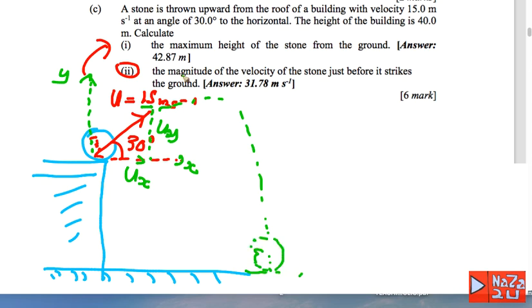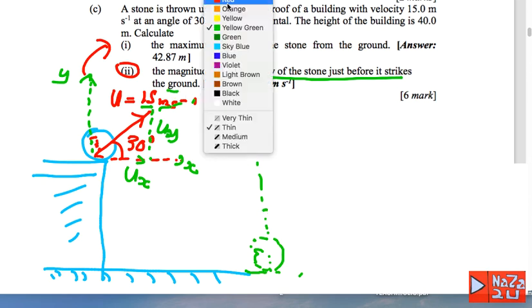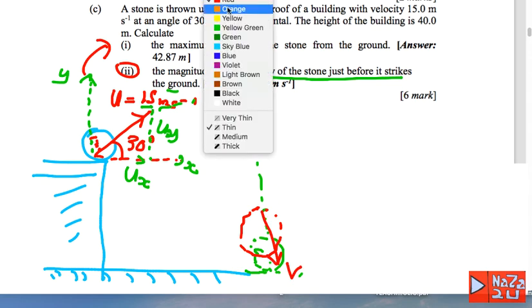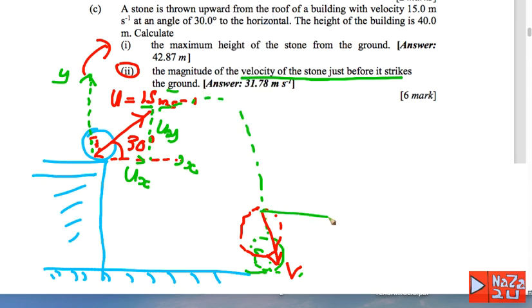Now question number 2 asks you to calculate the velocity of the stone just before it strikes the ground, meaning the position of the stone just before it touches the ground surface. The stone still has velocity, and you can resolve the velocity v to vx in the x direction, and also vy, right?